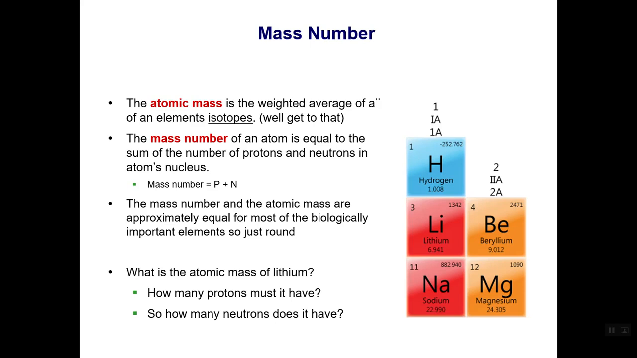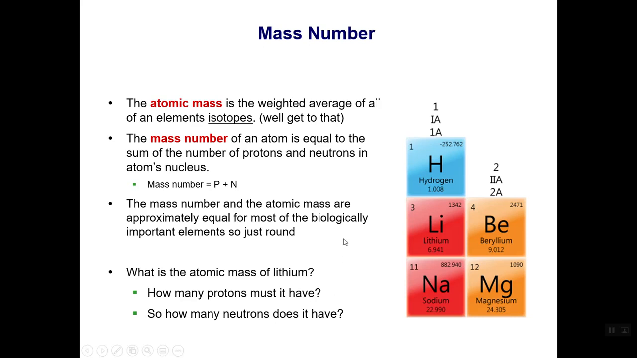The mass number of an atom is equal to the sum of the number of protons and neutrons in the atom's nucleus. So I wrote out a little equation. I like equations. Mass number is equal to protons plus neutrons. Now, the mass number and the atomic mass are almost equal for most of our biologically relevant molecules. So it's easy to round whenever you're trying to find neutron numbers or proton numbers if you're given the mass number for problems. And we'll do some examples.